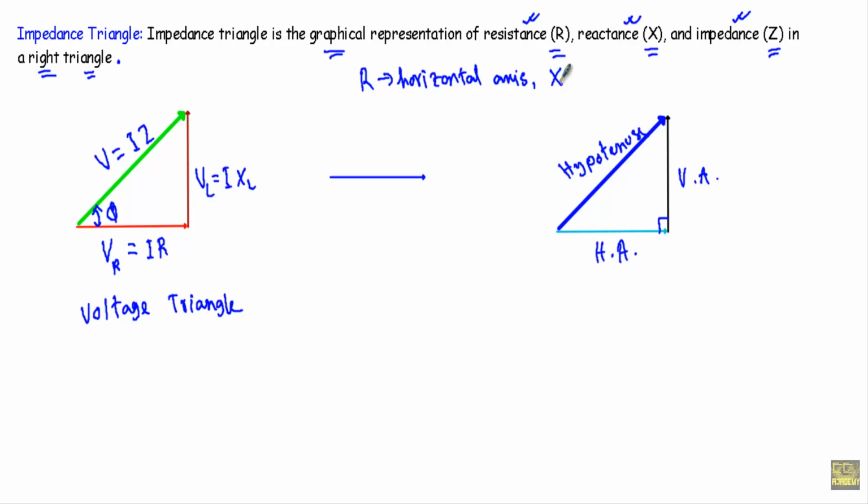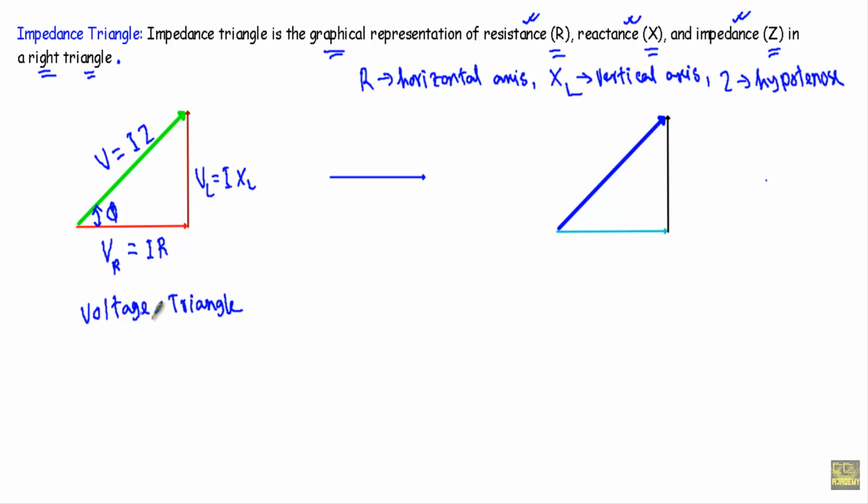The reactance, as this is an inductive circuit, reactance XL, I will represent in the vertical axis, and we will indicate the impedance Z by the hypotenuse of that right triangle. That means in this direction we will show the resistance R, in the horizontal axis, in this direction the inductive reactance, and as this is the hypotenuse, in this direction I will show you impedance Z.